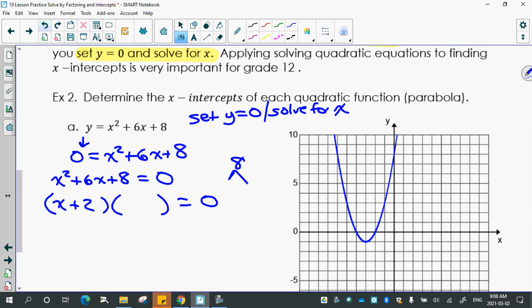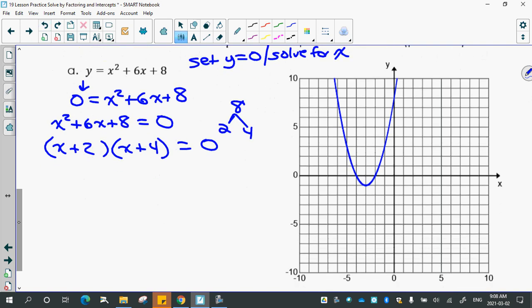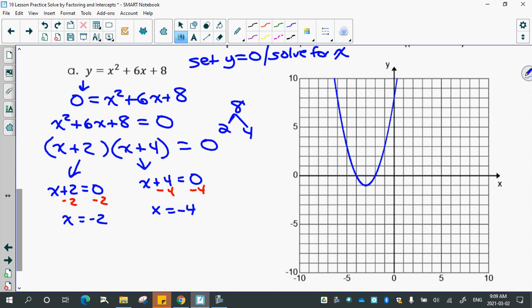2 and 4. So positive 2 and positive 4 multiply to 8 and add to 6. But those are not my x-intercepts. I have to set each of these factors equal to 0 and solve for x. And those will be my x-intercepts. So I get that x equals -2 and x equals -4. So there's one x-intercept, that's -4. And here's my other one, that's -2. We might as well go back to grade 10 here. I could call -4 R1 and -2 R2.